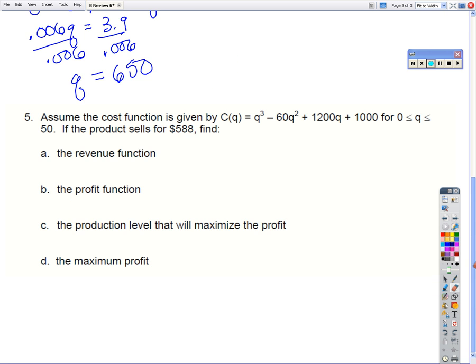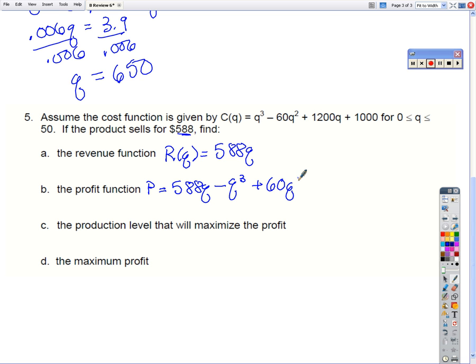Okay, and for the last problem, the revenue, if a product sells for $5.88, the revenue for each unit is $5.88Q. Profit is revenue minus the cost. And remember, I'm distributing that negative to each piece of the cost function as I go. So negative, negative times negative, negative, and negative.